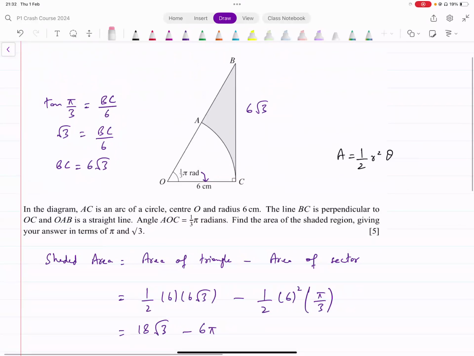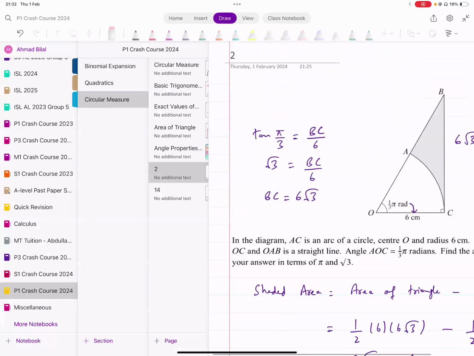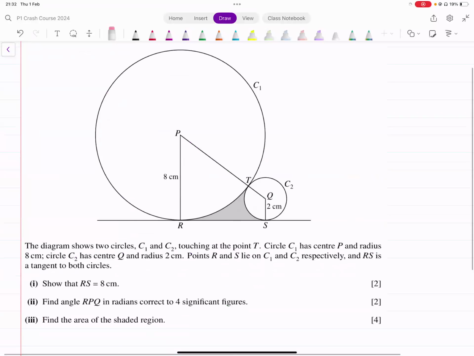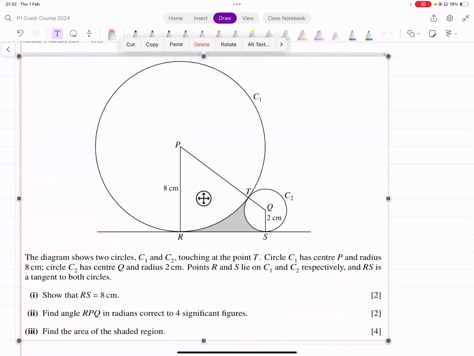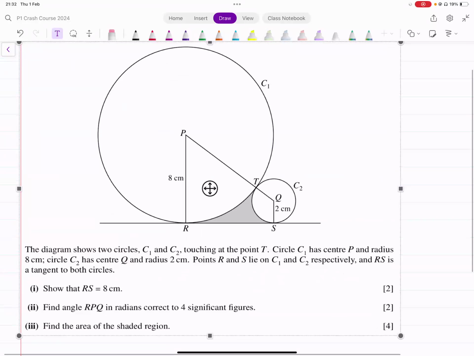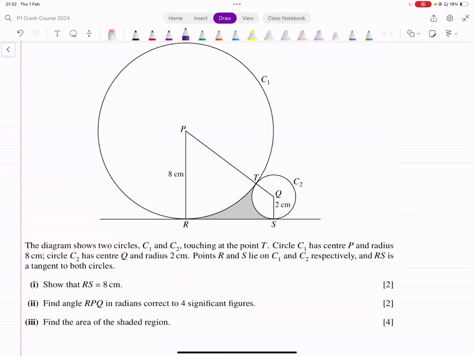That's what you have to do in this part. Now, let's look at this one. Question number 14. It says the diagram shows 2 circles, C1 and C2, touching at the point T. So we have 2 circles, one big circle, one small circle. They're touching at this point T. Circle C1 has center P and circle C2 has center Q and radius 2 centimeters. So the smaller circle has radius 2 centimeters and the bigger circle has radius 8 centimeters. It's shown in the diagram as well.